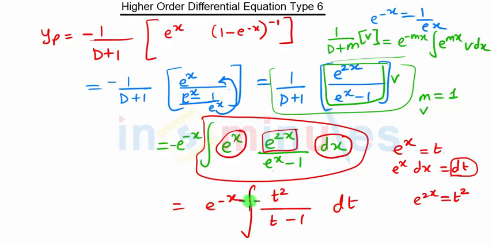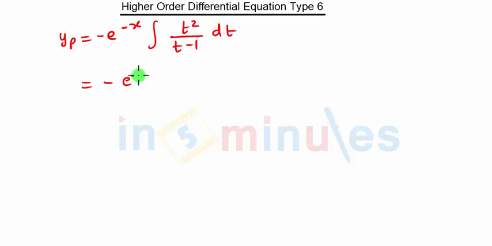So now we have to perform this integration, but this integration is very complex, but we can simplify it. yp is nothing but minus e raised to minus x integration of t square upon t minus 1 dt. So what we can do is, in the integration of t square, here we have minus 1, so we need t square minus 1, so we have to add one more 1. I am just adding and subtracting 1 in the numerator.